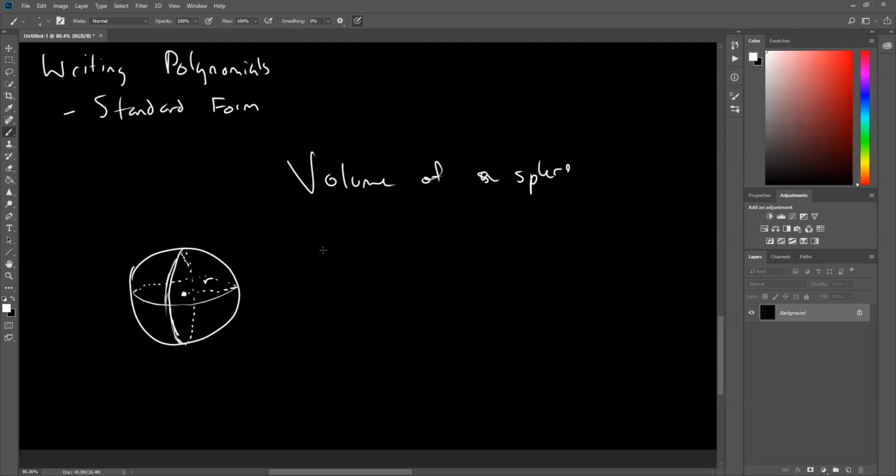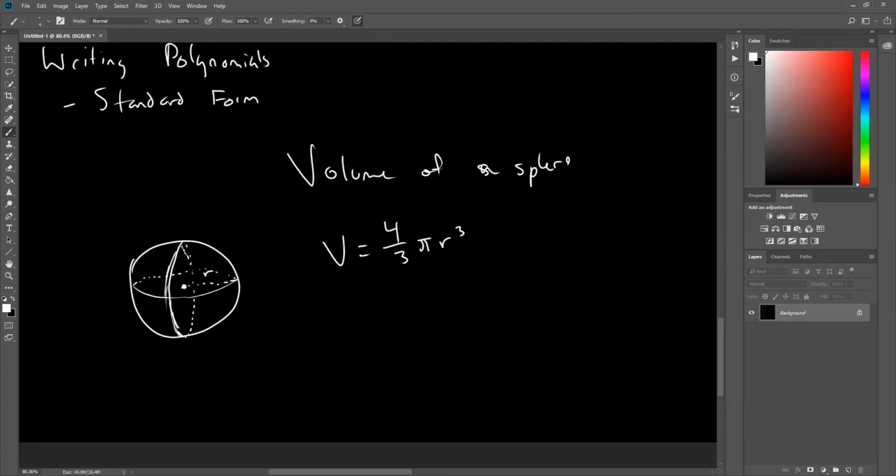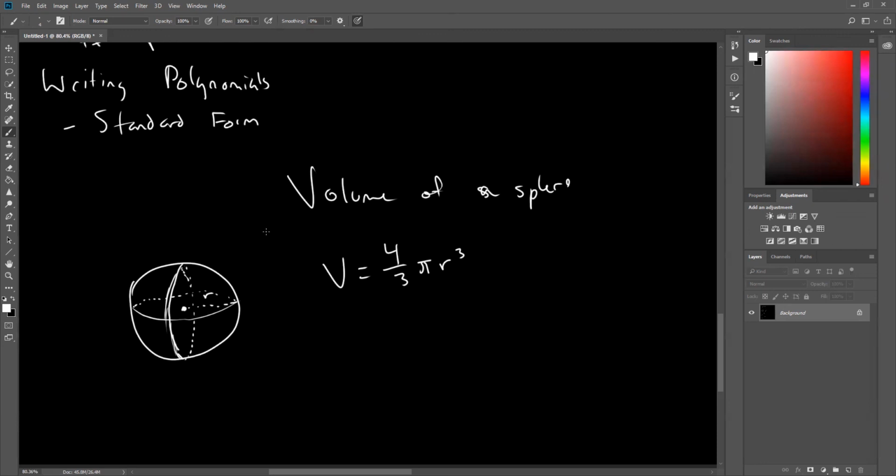So volume of a sphere, volume is equal to 4/3 pi times r cubed. Now our r is our radius. So basically when they tell us the radius, we can find the volume of a sphere. So let's say radius was 5. Well, then we could just plug this in: 4/3 times pi times 5 cubed, which is 125.